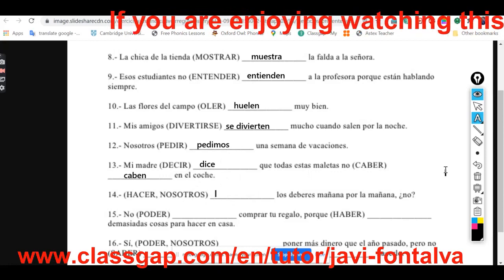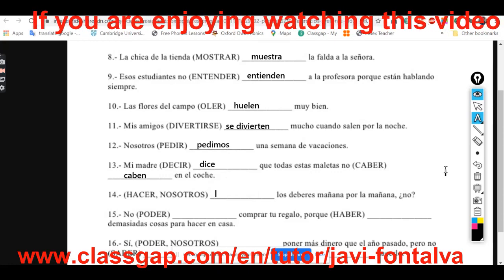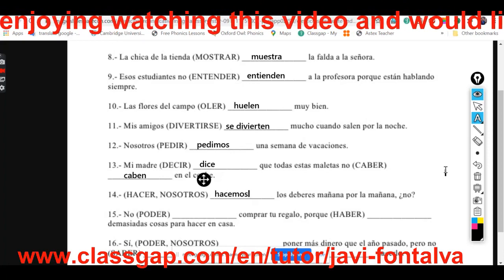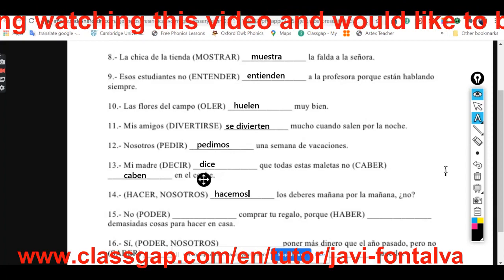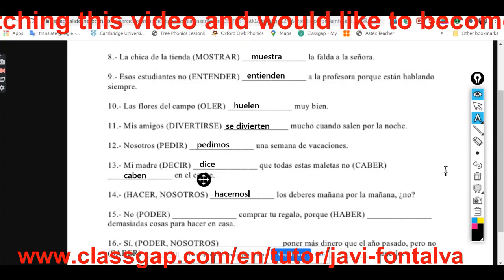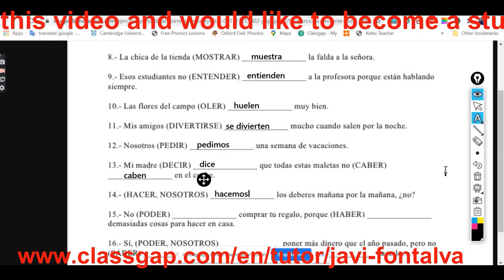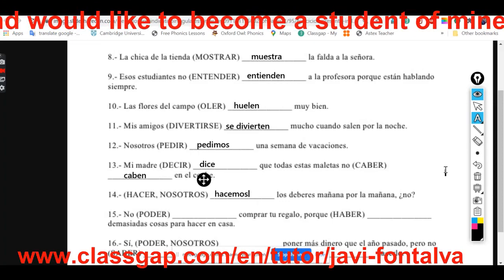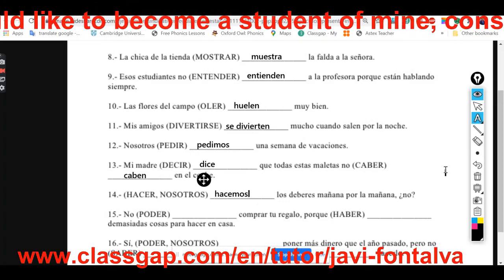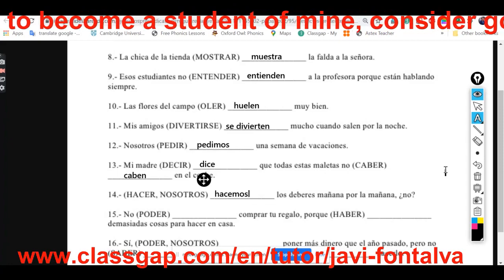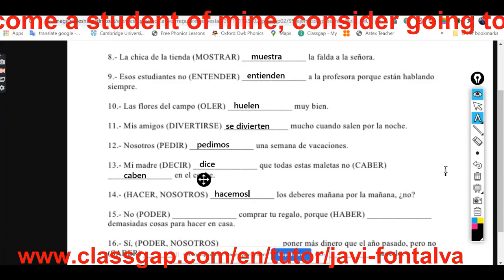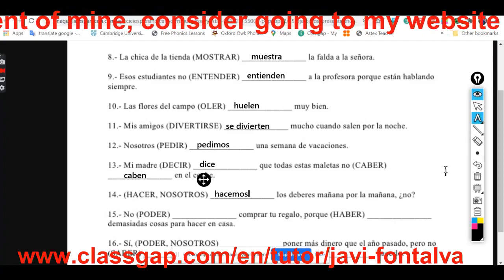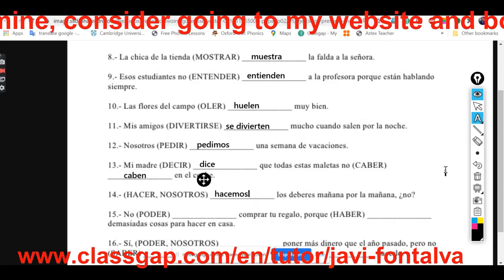Number 14. Hacemos los deberes mañana por la mañana, ¿no? What does this mean? We do the homework tomorrow morning. Tomorrow morning.